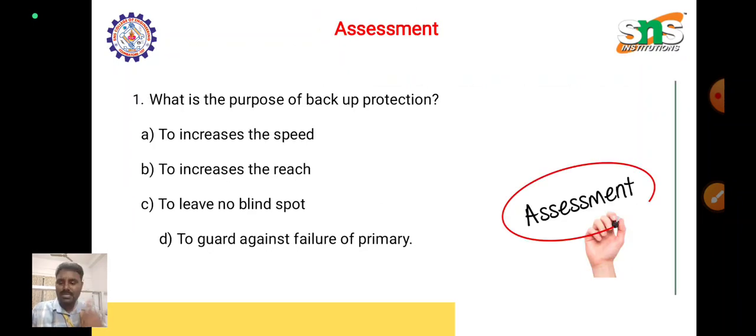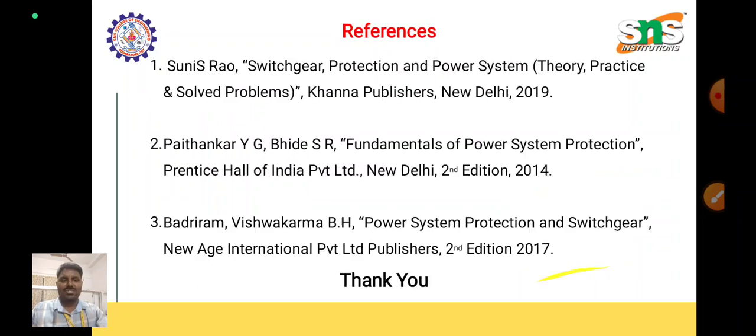And this is the assessment. What is the purpose of backup protection? It is to increase the speed, to increase the reach, to leave no blind spot, and to guard against the failure of primary protection. Put your answer in the comment section.